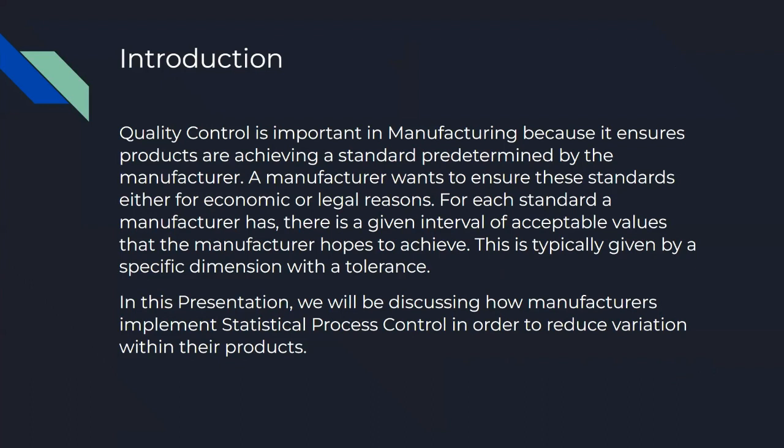Introduction. Quality control is important to manufacturing because it ensures products exceed a predetermined standard set by the manufacturer. A manufacturer wants to ensure these standards, either for economic or legal reasons. Each standard given by a manufacturer has a given interval of acceptable values where variations are allowed to happen. To ensure that these variations are minimal, manufacturers use statistics to ensure that these products are fitting within these variations.